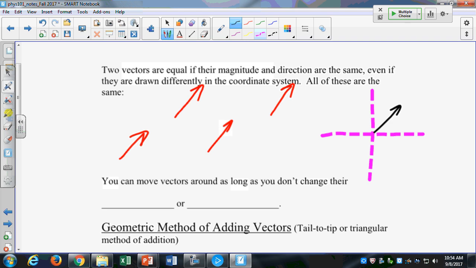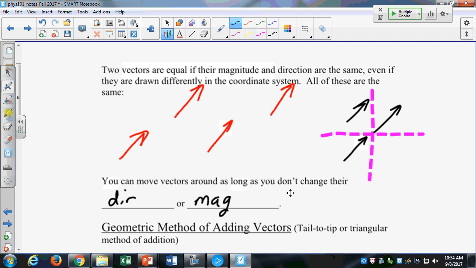But I could draw it any way I want. I could draw it like that. I could draw it like that. However I want, I can move that coordinate system around. This will be really important in Chapter 4. It's going to be a little bit important in the next little bit that we do. But you can take a vector and move it around, translate it in space, as long as you keep the same direction and the same magnitude. So as long as you don't change their direction or magnitude.